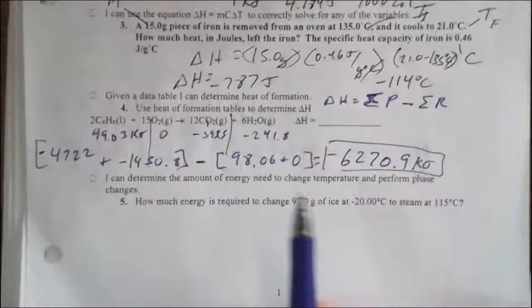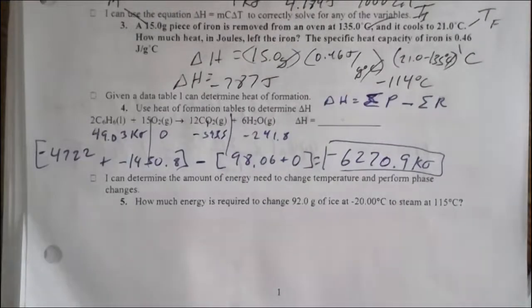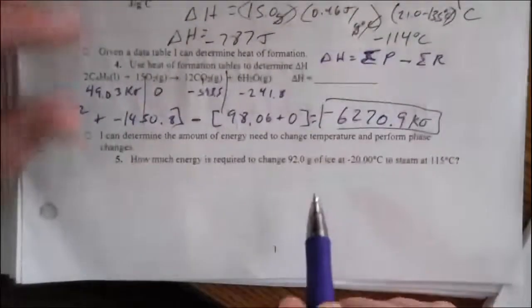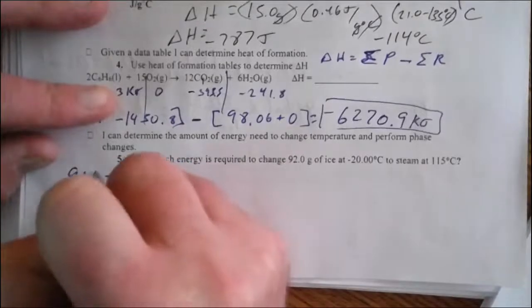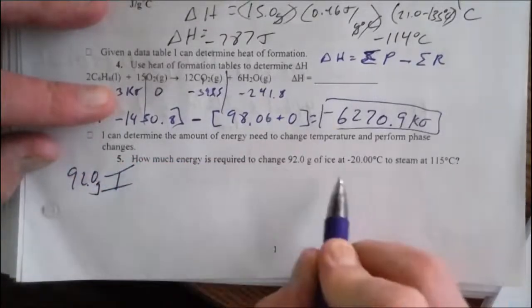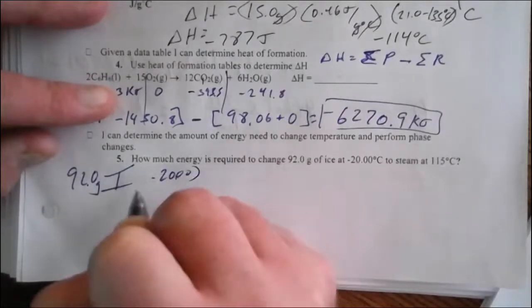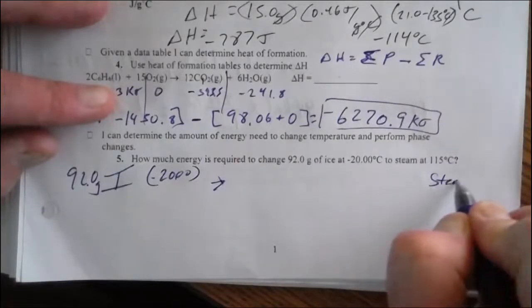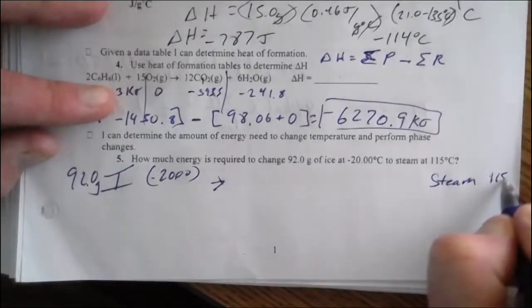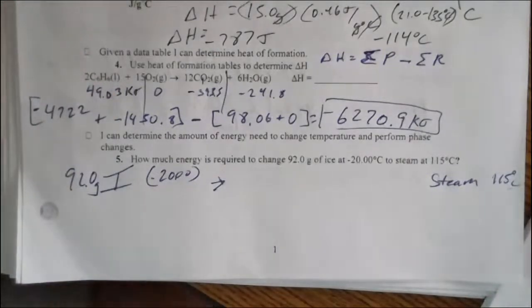Last one, I can determine the amount of energy needed to change a temperature and perform phase changes. So how much energy is required to take 92 grams of ice? We have ice, and it's at negative 20. We want to change it to steam at 115. So what's the first thing we need to do? Change temperature or change state?